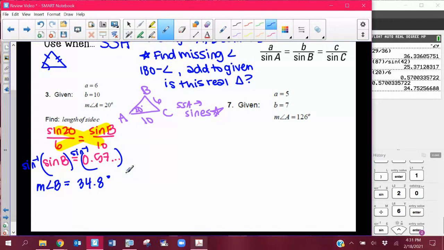Okay, this is the point where you need to check and see, is there another solution? Because if there is another solution, I'm going to have to solve this process one more time in order to find both or all of the answers for this.